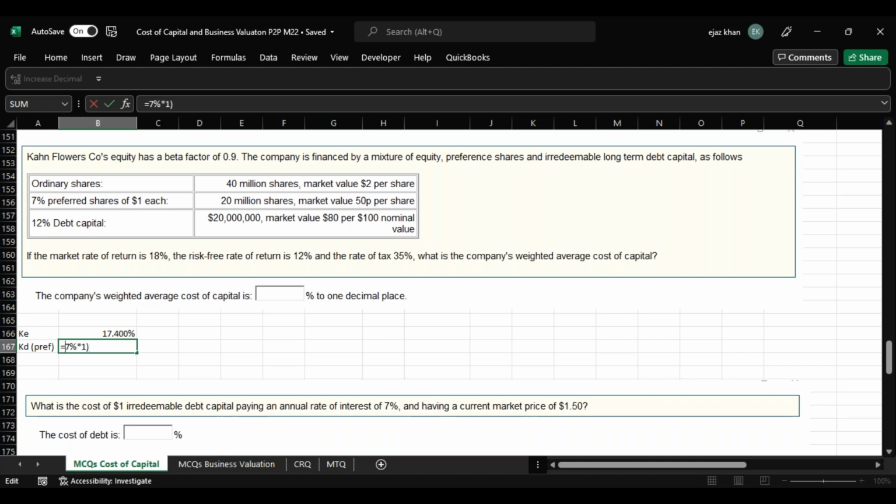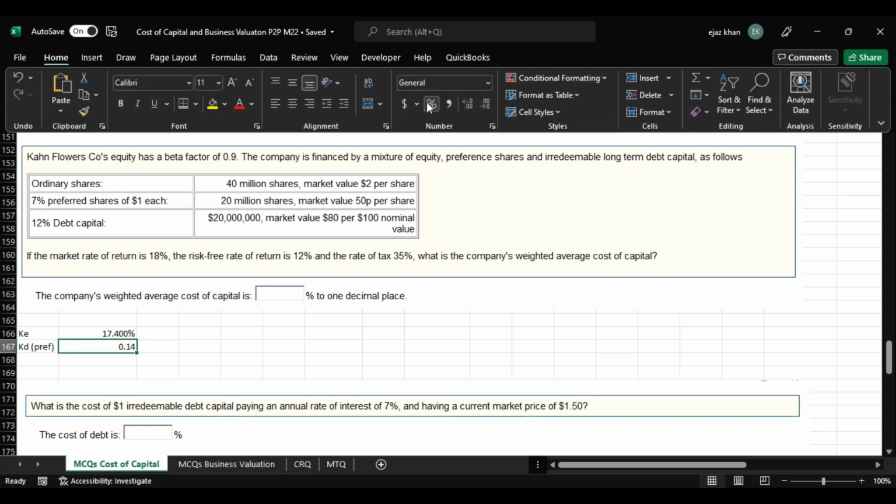That's the per share dividend that we have to pay to our investors, and we need not subtract any tax because dividends are not tax allowable expenditures, divided by the market price. Market price is 50 pence. So it's 14%.